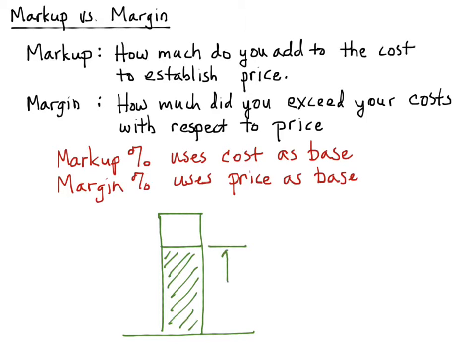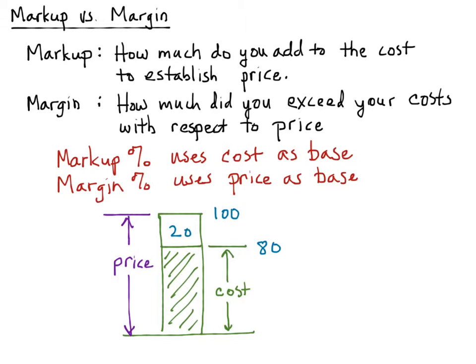So let me make a little graph. So here we have, let's say, what something costs and what the price is in a business. So we have the price, hopefully always you're selling at a higher price than your cost, right? So you have this cost and this price.